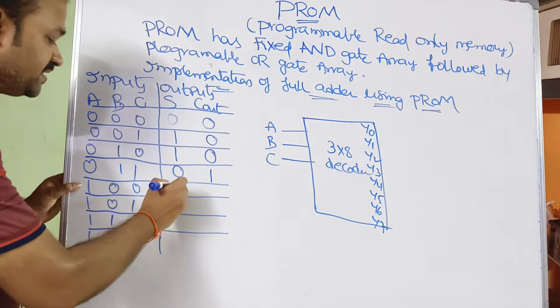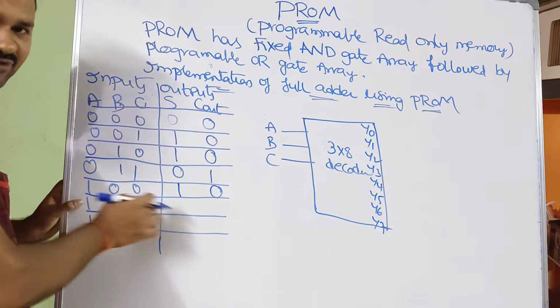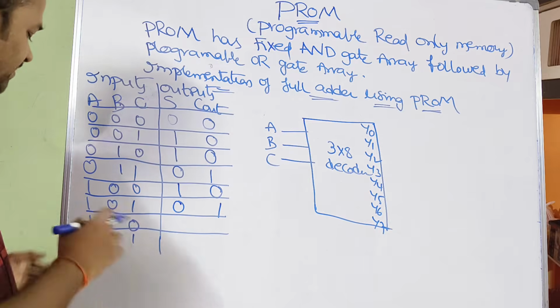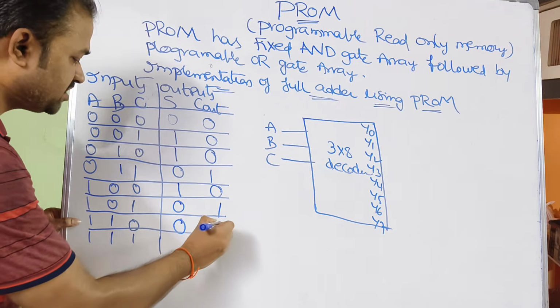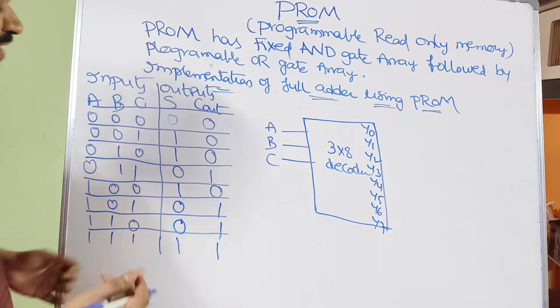Next, 1 plus 0 means sum is 1, carry is 0. Then 1 plus 1, we have 2 ones, so sum is 0, output carry is 1. Again 1 plus 1, sum is 0, output carry is 1. And 111 means sum is 1, output carry is 1.